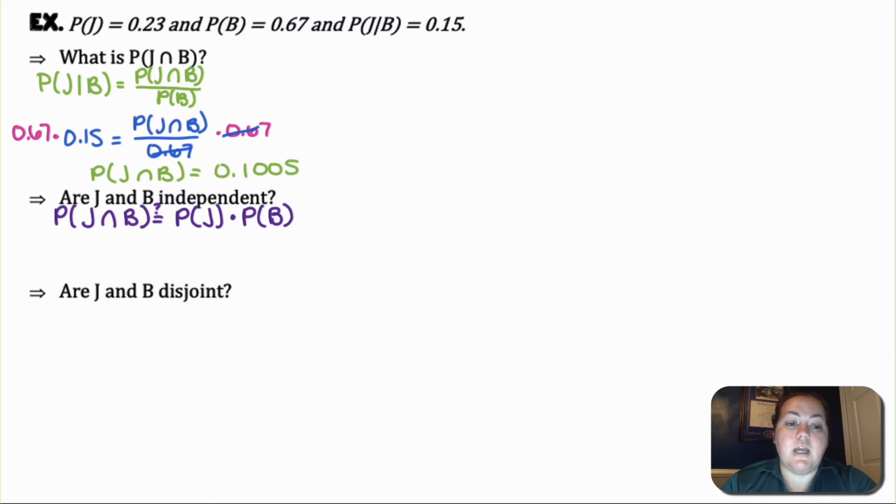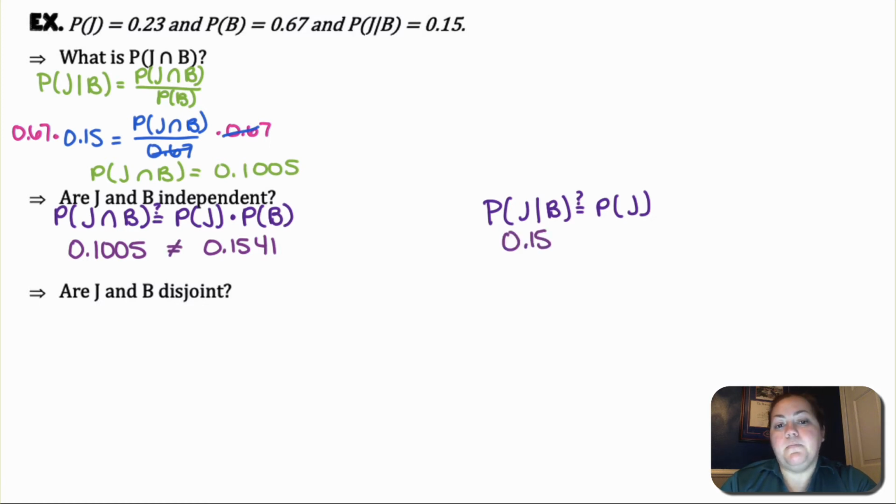Are J and B independent? Well, the probability of J and B has to be equal to the probability of J times the probability of B. That's one way to check for independence. Or the probability of J given B has to be equal to the probability of J. So those are our two methods for checking for independence. I'm going to go ahead and fill in what I know. I just found the probability of J and B was 0.1005. The probability of J times the probability of B is 0.1541. So those are not independent. If I use the other method, the probability of J given B is 0.15. The probability of J is 0.23. Those are not independent.